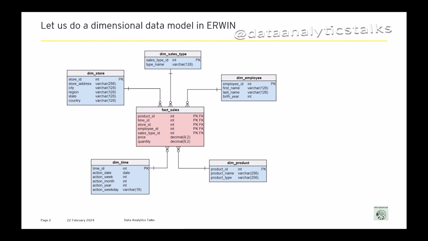So in my case today, I'm going to have a sales system where we have a fact table for the sales and dimension tables for the store, sales type, employee, product, and the time. Now, time will have the date, week, month, year, weekly split, right? So you want to know how much was sold in a week, how much was sold in a month, how much was sold in a year, and things like that. So I am going to map this dimensional model into the Erwin tool. Let's see that.